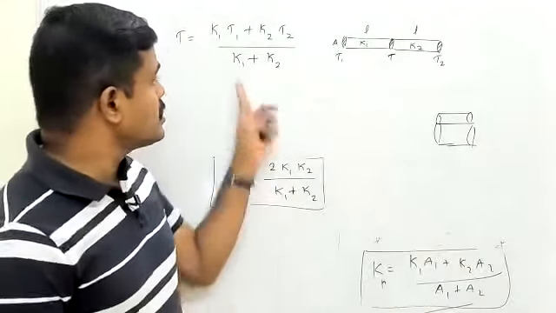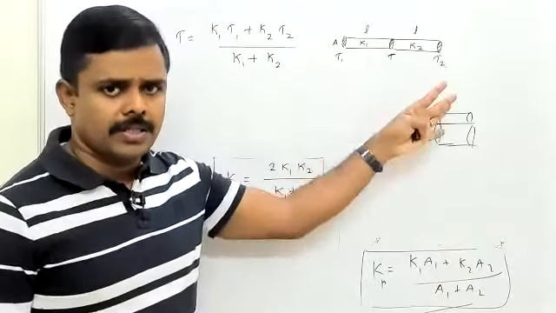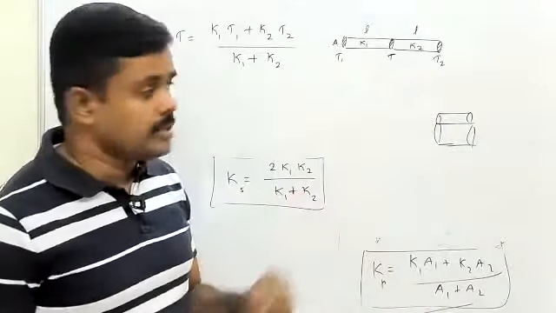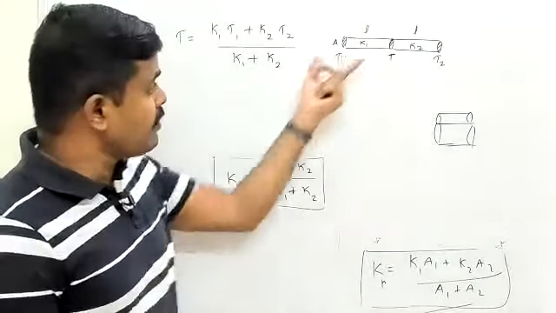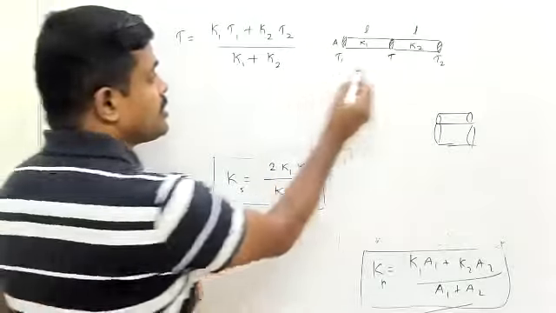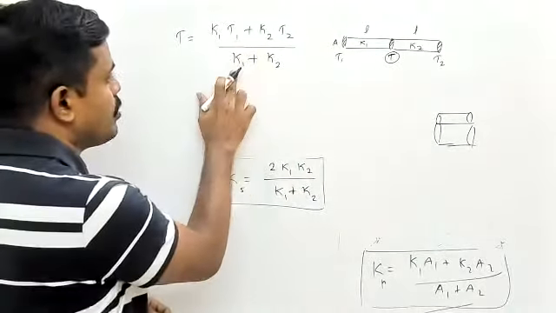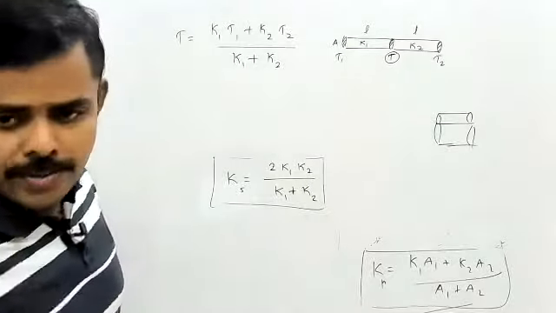And the third one is also very important. In such a case, you can use the direct method to solve it. I'll tell you how to solve it using the direct method. If they are of the same length, which is most of the time the case, the temperature at the midpoint is given by (K1 T1 + K2 T2) divided by (K1 + K2). Did you understand?